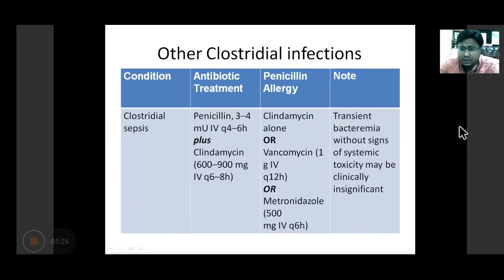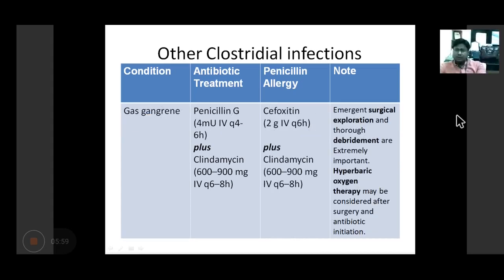Then you can see in case of clostridial sepsis, there is again the regimen like penicillin plus clindamycin. If there is allergy to penicillin, you can give clindamycin alone or vancomycin alone or metronidazole alone for clostridial sepsis. Transient bacteremia without sign of systemic toxicity may be clinically insignificant. So, this is another regimen which you need to remember.